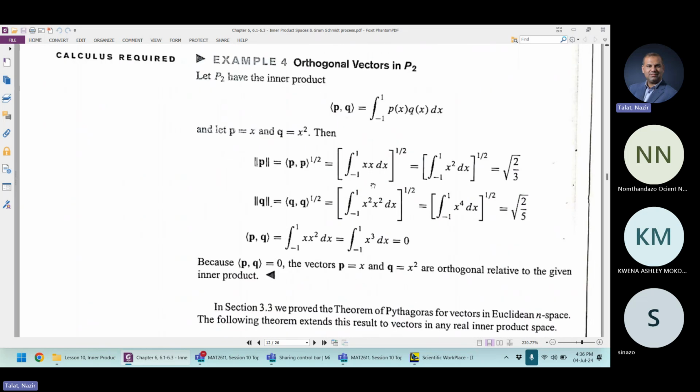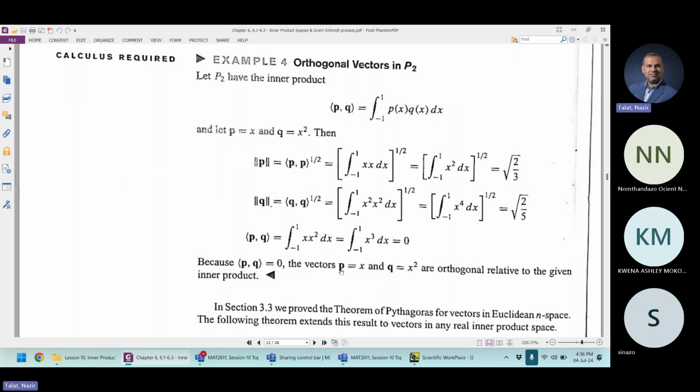Like if you take them, it will become x cubed. So if you integrate, then it will become x to the fourth over 4, and put the upper limit minus the lower limit. So it will become 1/4 minus 1/4, that is equal to 0. It means these two polynomials are orthogonal to each other.